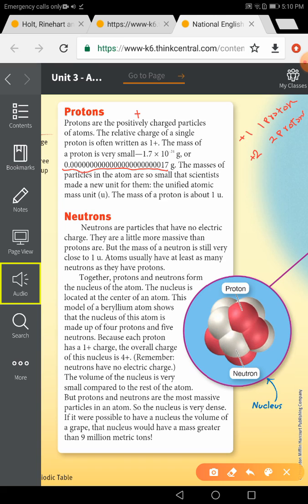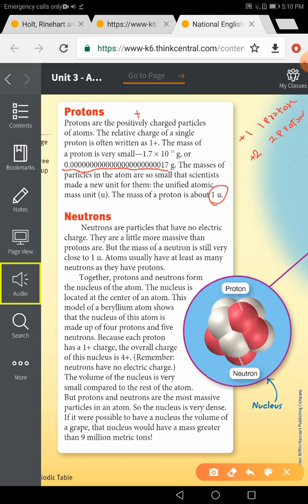The masses of particles in the atom are so small that scientists made a new unit for them, the unified atomic mass, so we made a new unit called atomic mass unit. The mass of the proton is about 1 unit.